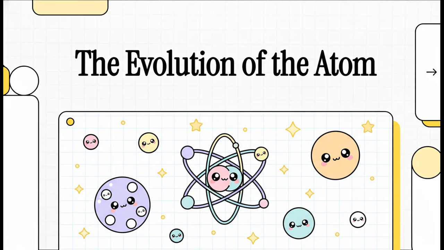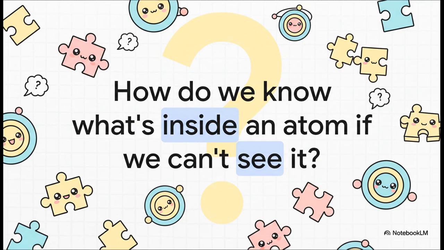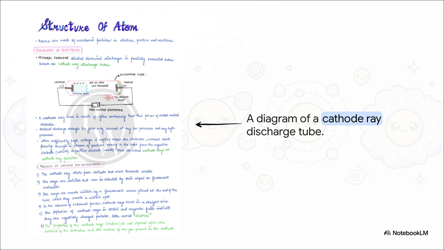Welcome to The Explainer. Today, we're going to figure out what an atom really looks like. So how do we know what's inside something we can't even see? It's a great question. Well, it started in the late 1800s.